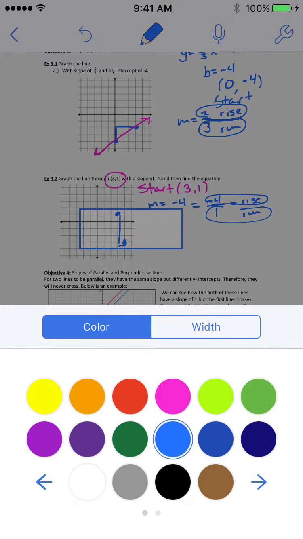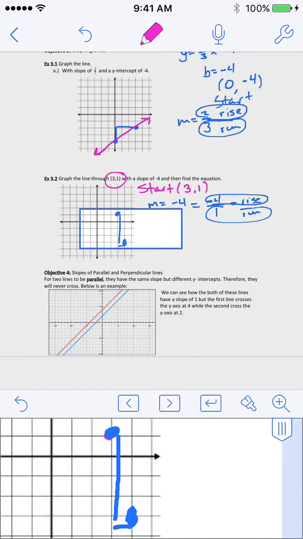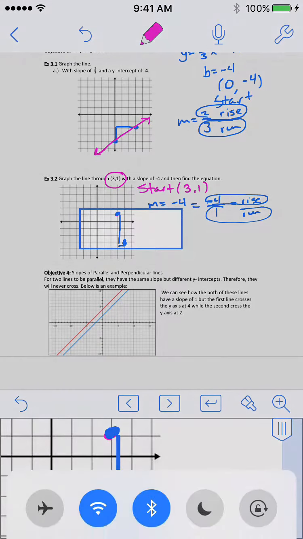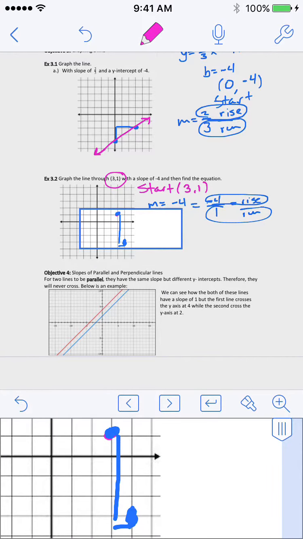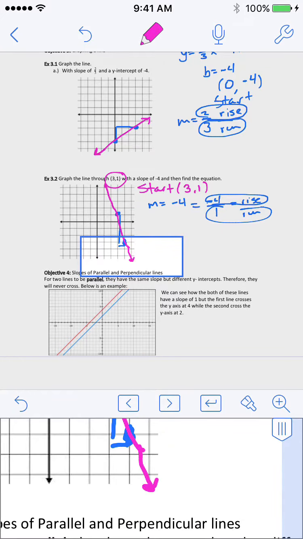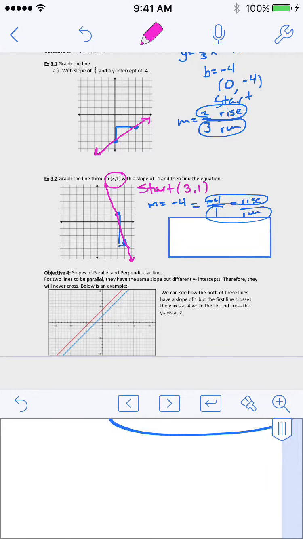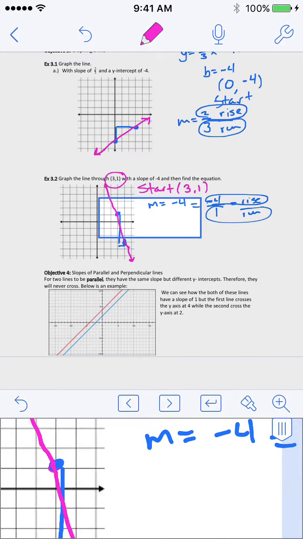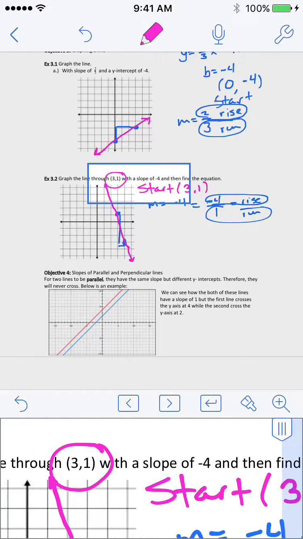Awesome. And then we can connect the dots. Maybe we can connect the dots. Why aren't you letting me connect the dots? There we go. Connect the dots. All right, and then of course we would extend that all the way up here and all the way to the bottom of the graph. And it's not the best line in the world, but we have our line of the equation. Sweet. All right, so we got the first part.